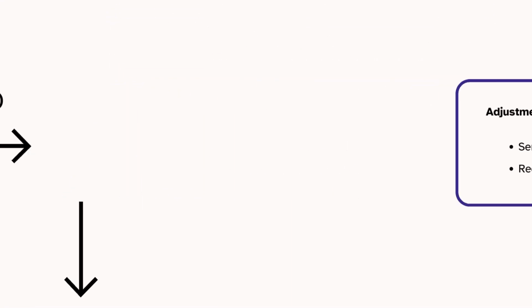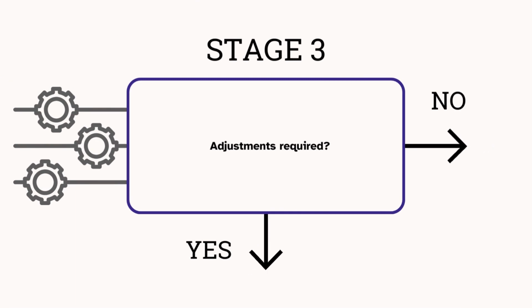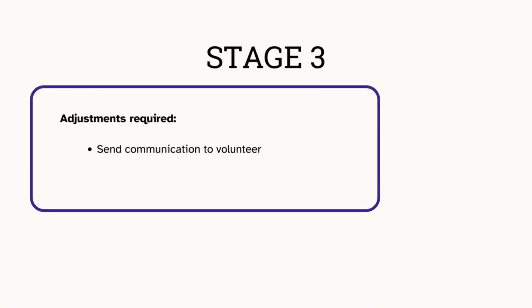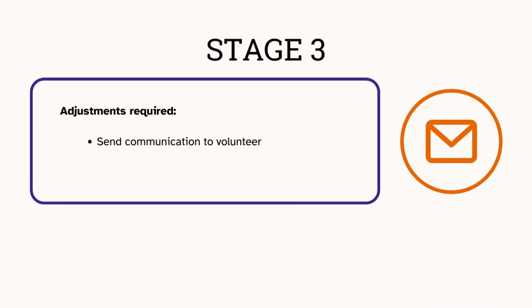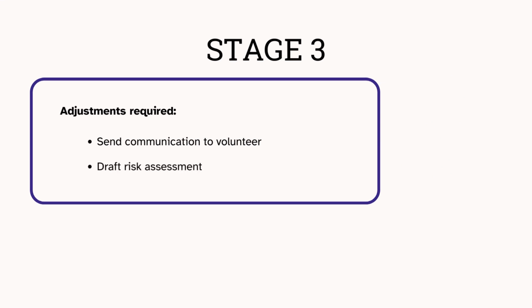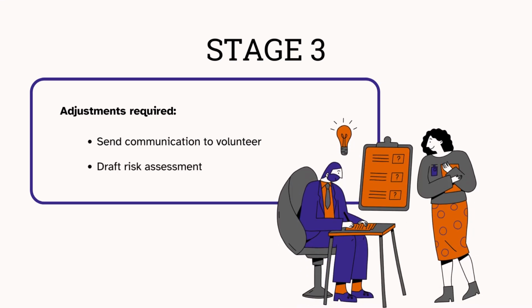If at stage 3 you determine that adjustments are required, send a holding email or other written communication to the volunteer as formal confirmation and a record of your conversation. Draft a risk assessment for the volunteer to review, so you can both agree on what actions are needed to enable their volunteering. Your organisation should have a template risk assessment and examples to help you with this. Speak to your manager if you need further support.